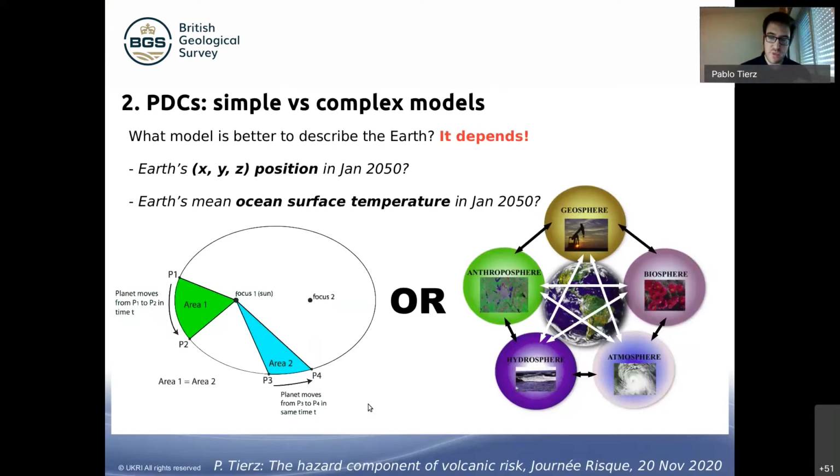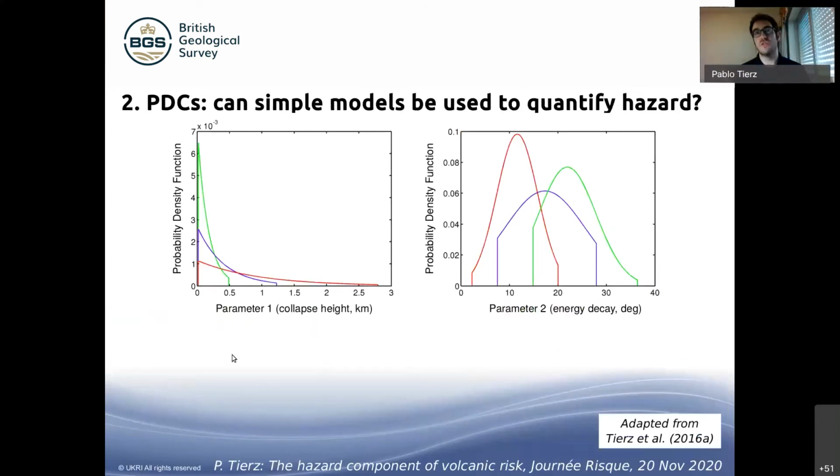So what we did for PDCs was having a look at the very simple models because we could quantify uncertainty easily, even in a Monte Carlo scheme in which we ran millions of simulations of this very simple empirical model, which just has two parameters: the collapse height from which the PDCs are generated, and a parameter that basically describes the mobility of the flows.